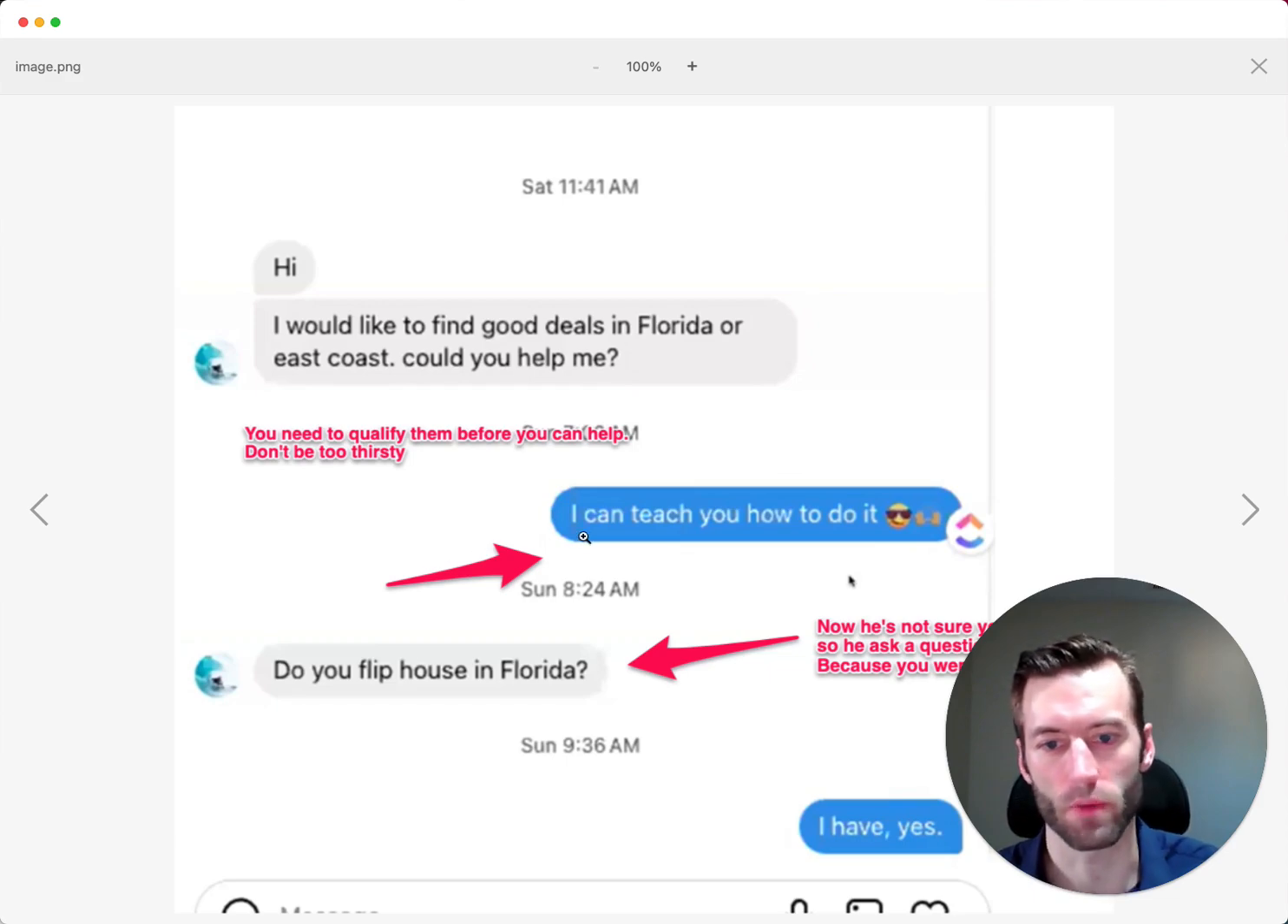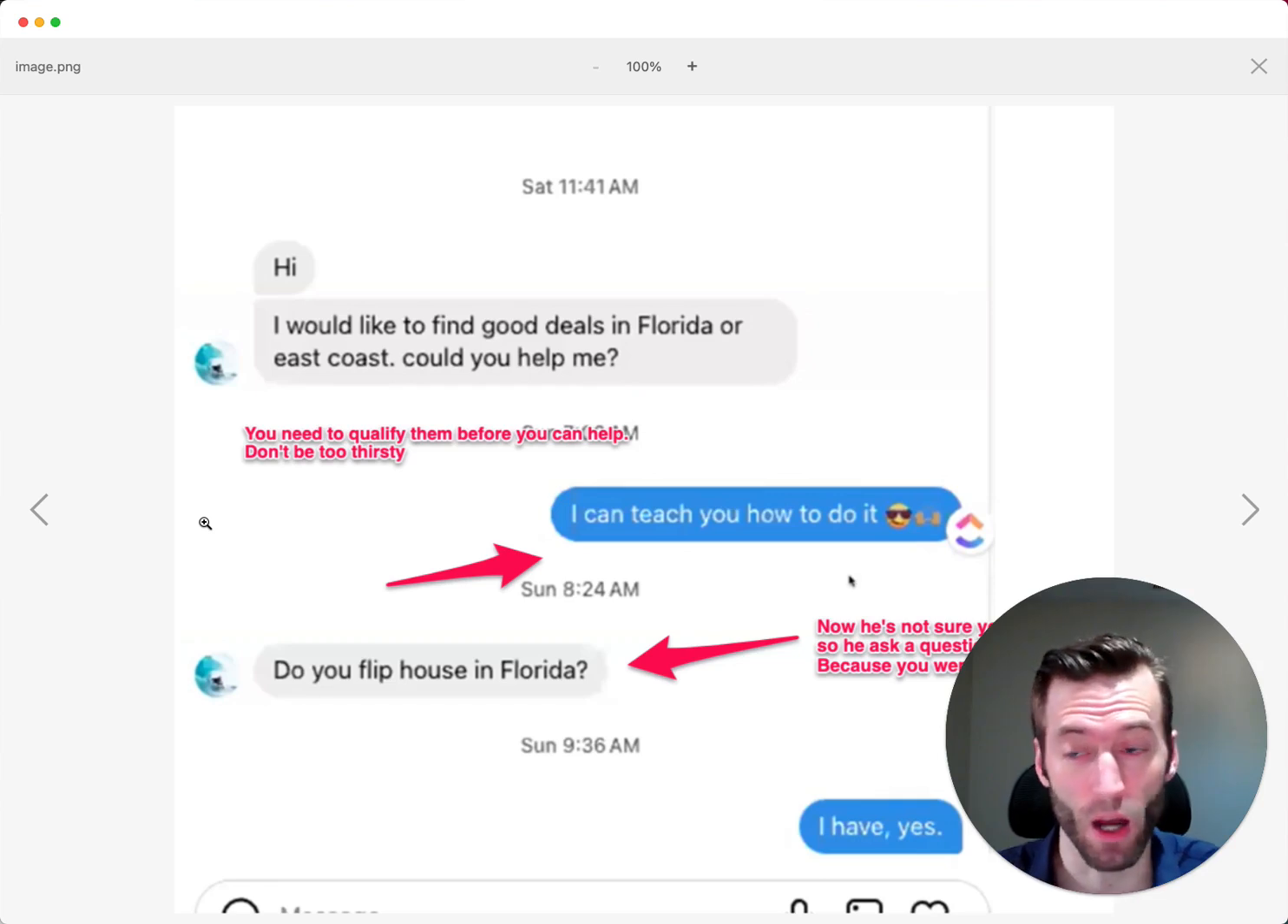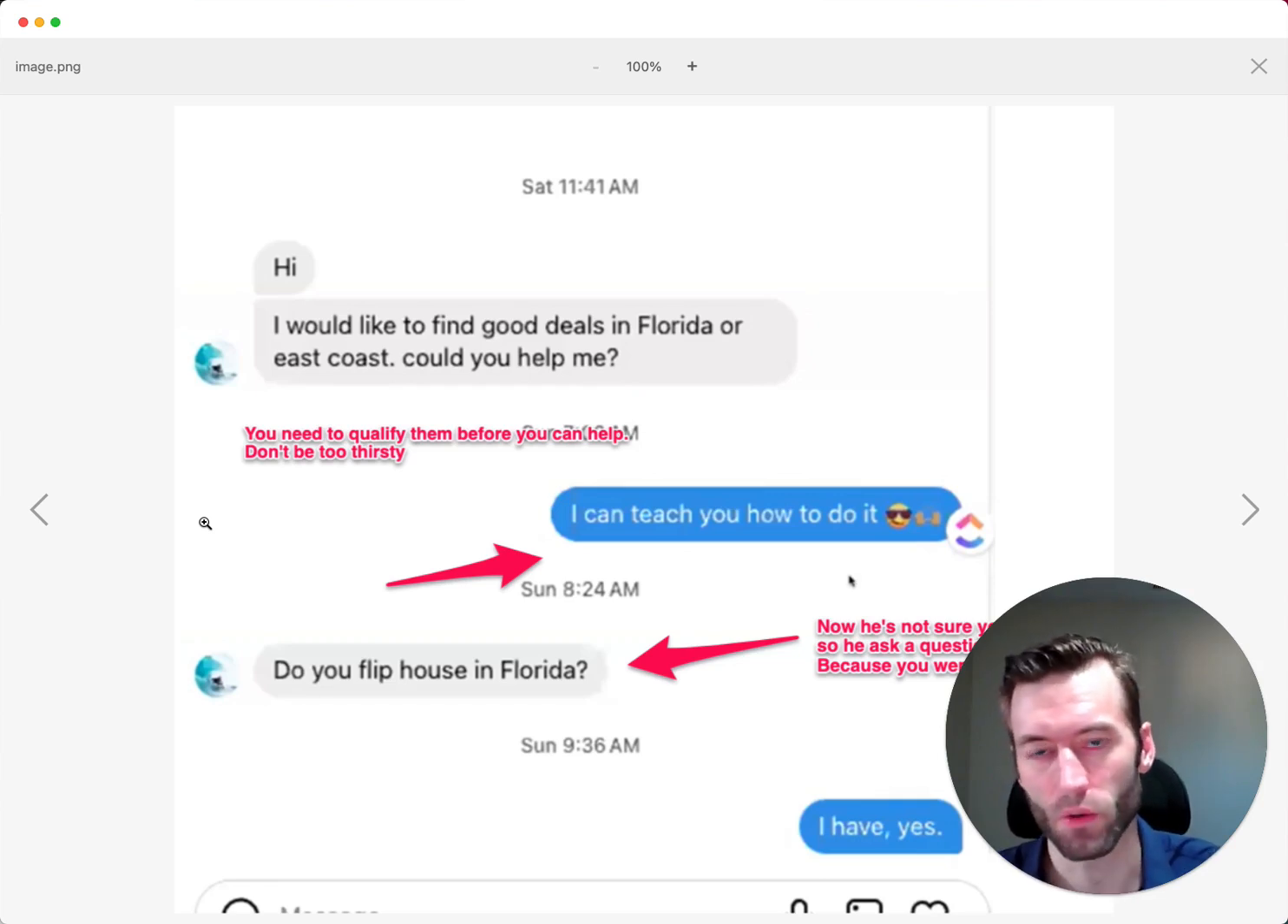And the person jumped right into it like, oh, I can teach you how to do it, with a smiley face. So never do that. You always need to qualify your lead before knowing if you can help them, because otherwise you don't know if it's a good lead, but also you're not showing your authority, right? You're not showing that you want to qualify the person you want to work with. If you work with everyone, then maybe you're not a great coach.